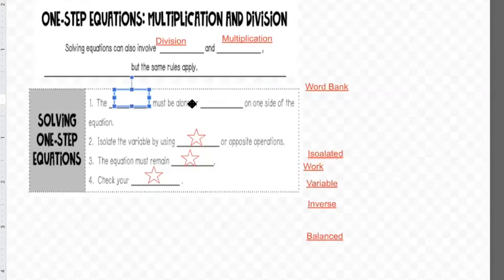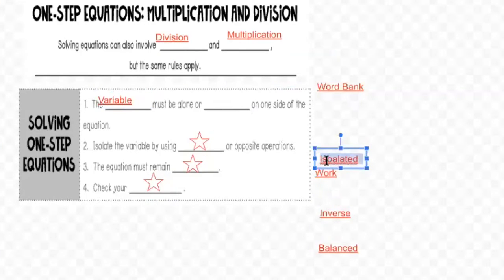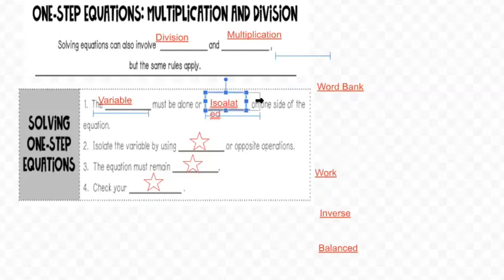I put in our first text box the word variable, which is a letter or symbol that we use to represent numbers. Our next word is isolate, which means to get something alone or to be alone. We isolate.